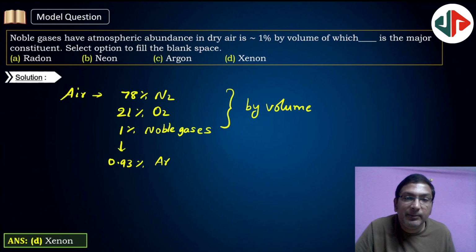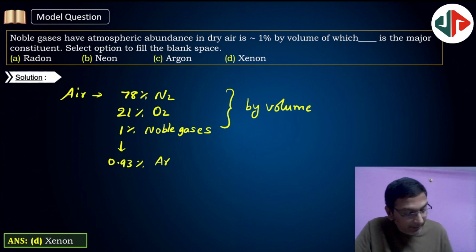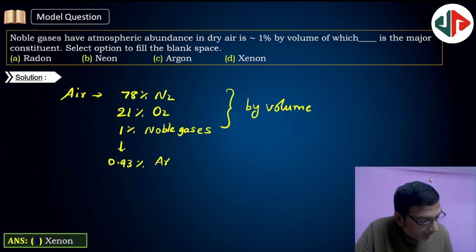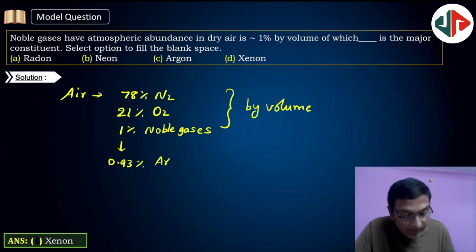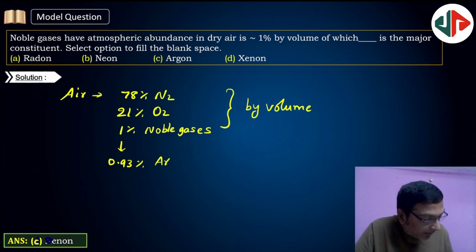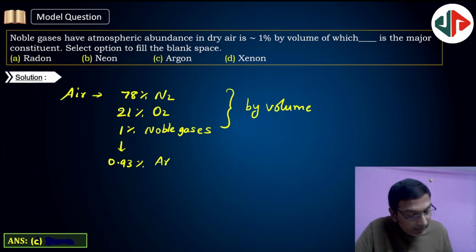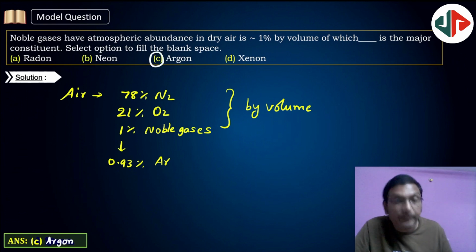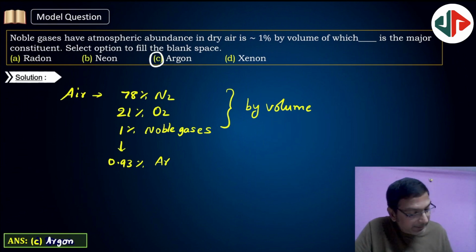Major constituent, select the option. That means here argon. Major constituent of air is argon, which is option C. Not xenon. Major constituent of atmosphere is argon. Option C. Very, very important. Okay, next.